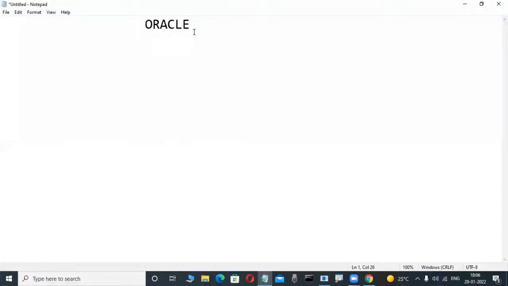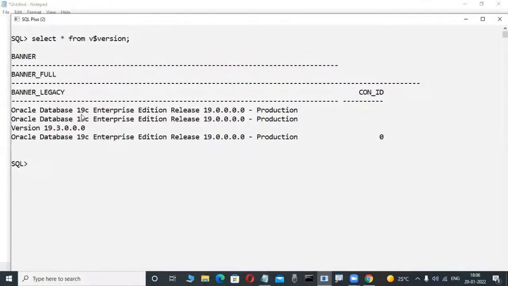Oracle 1.0, 2.0, 3.0, 4.0, 5.0, 6.0, 6.1, 5.1 also there. And now 7.0, 7.1, 7.2, 7.3, 8.0, 8.1.5, 8.1.6, 8.1.7. That is also called 8i, 9i, 10G, 11G, 12C, 18C, 19C, and the latest one, 21C. But in our class, this software is available, 19C we are learning only.